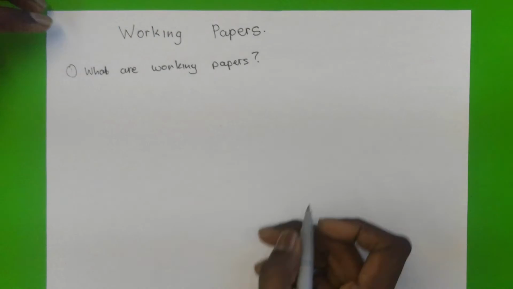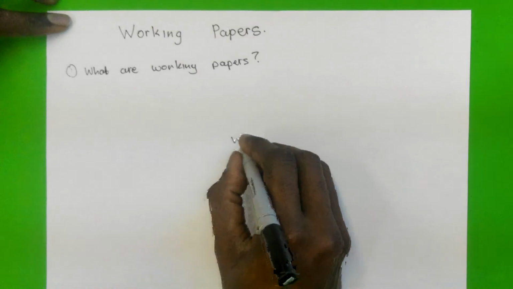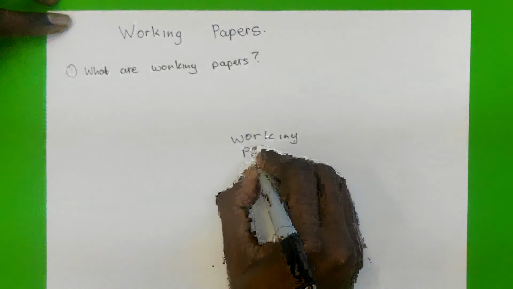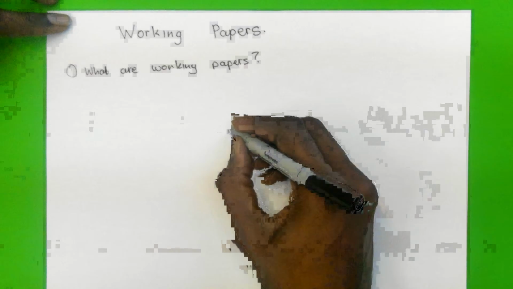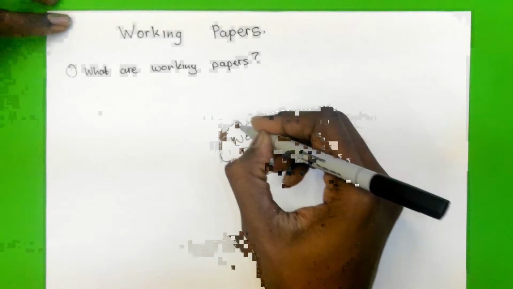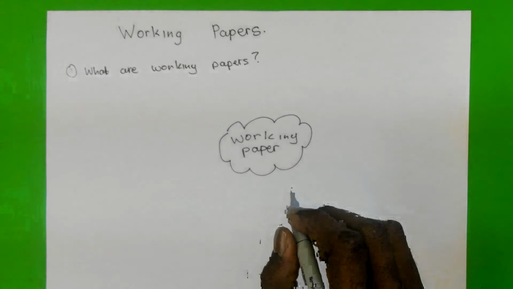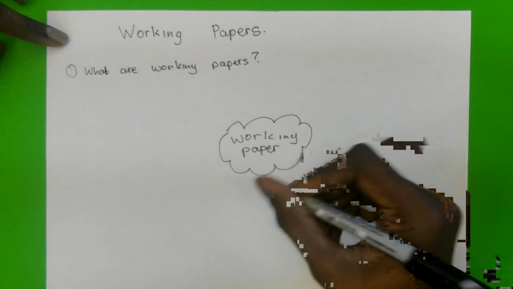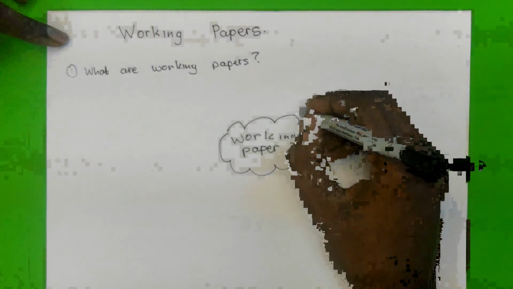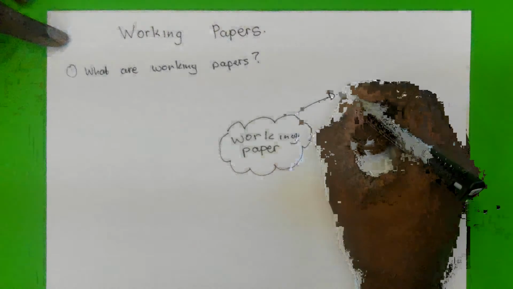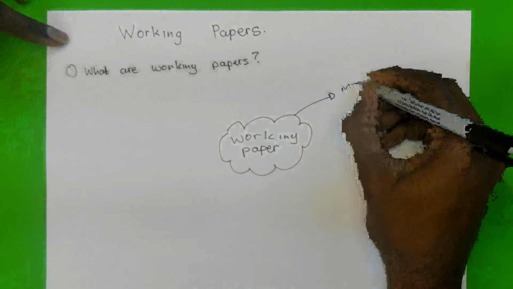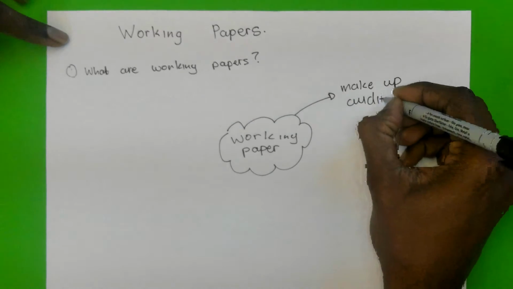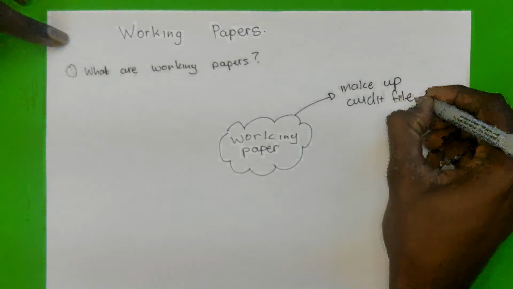The first thing that we need to understand is the working paper is the only place that an auditor can store his audit evidence, right? So the audit file is the only place that the auditor stores his audit evidence, and obviously the audit file is made up of working papers. So the first thing is, altogether, the working papers make up the audit file.